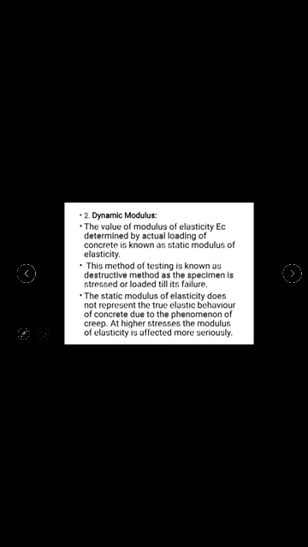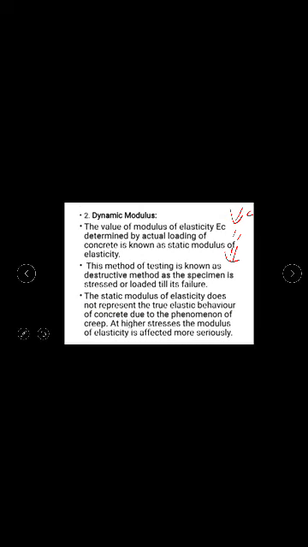Finally, according to the code, the short term modulus is used for the design, which is given by 5000 root fck, where fck is the characteristic compressive strength of concrete. If you want to find the long term modulus, it is given by E equals Ec by 1 plus theta, where theta is nothing but the age factor. So this is how you find the Young's modulus of concrete. That is about today's lecture. Thank you.